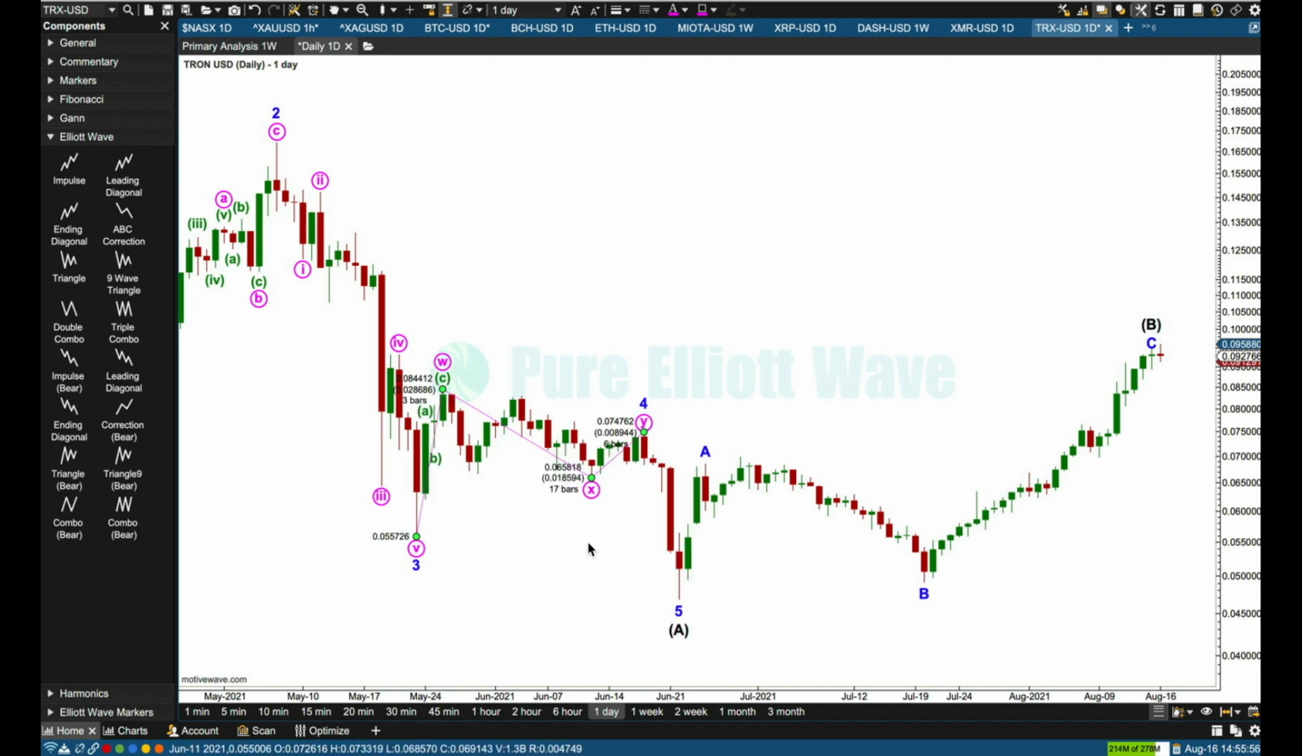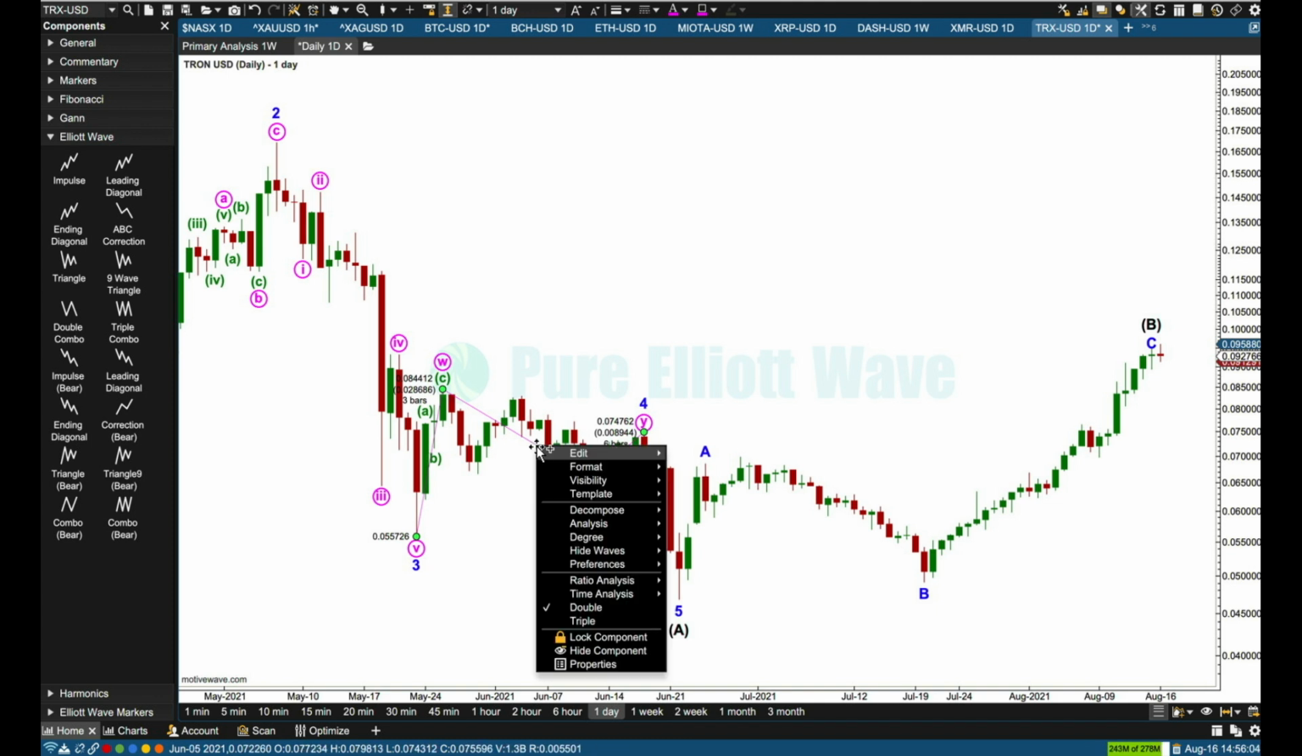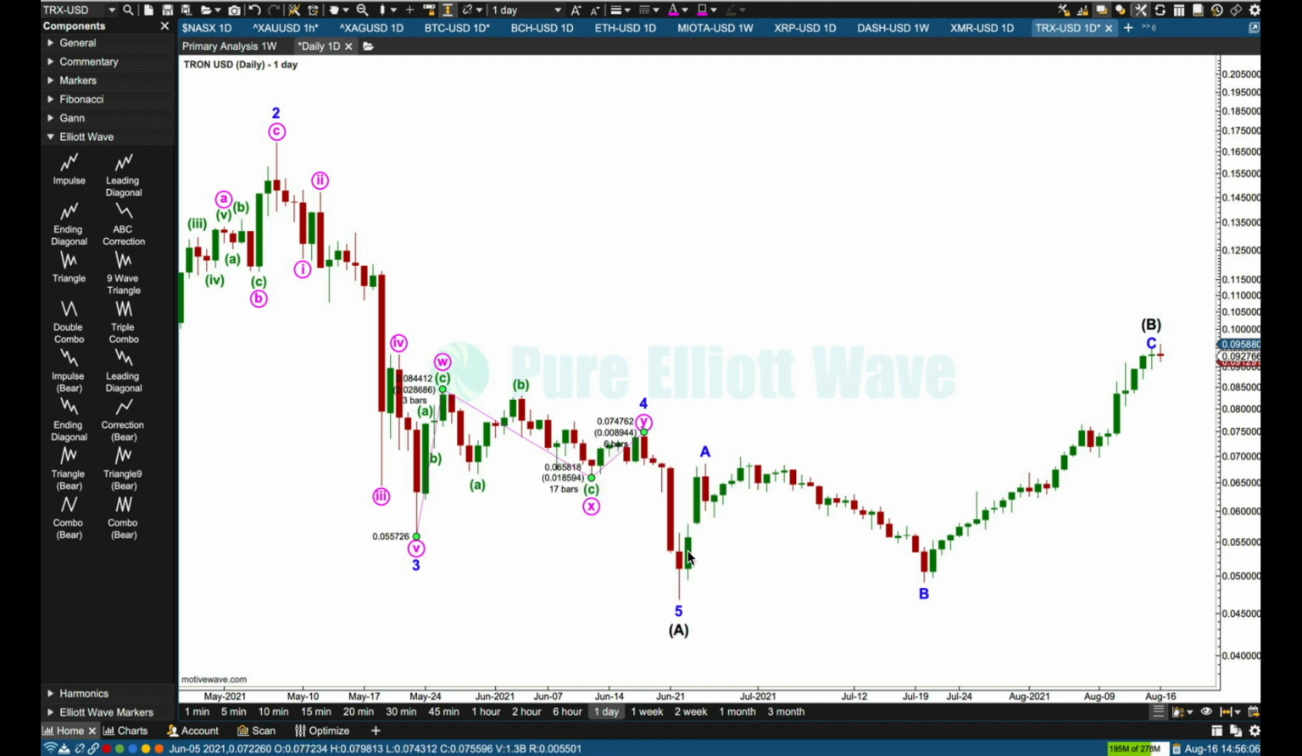For W, X, I'm going to label over here. And then Y, but then we've got a double zigzag.